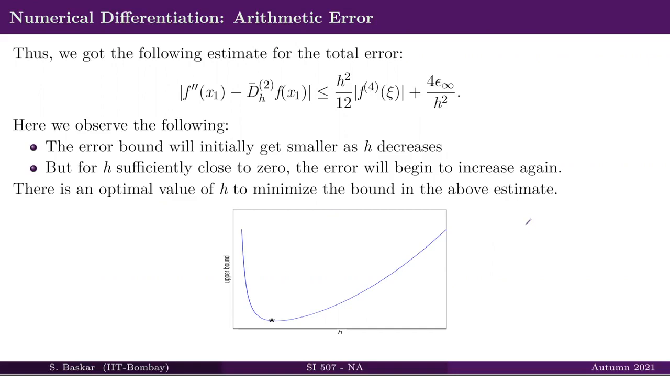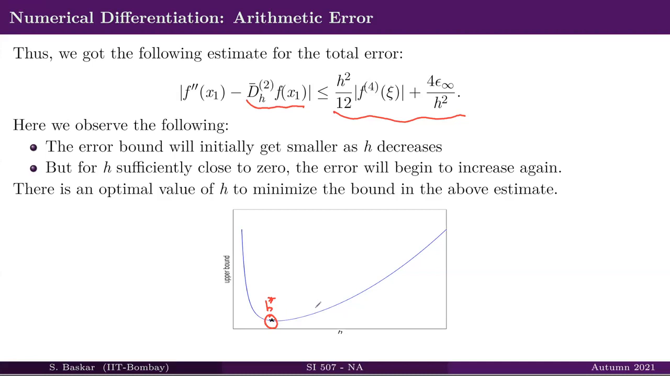Well, students, in the last class, we derived an upper bound for the total error involved in the central difference formula for approximating the second derivative of a function f at a point x. From this upper bound, we observe that there is a critical point, say h star, which is obtained as the point at which the upper bound attains its minimum.